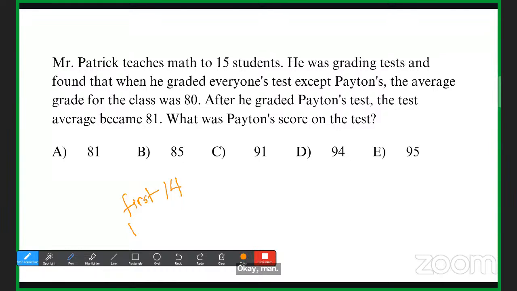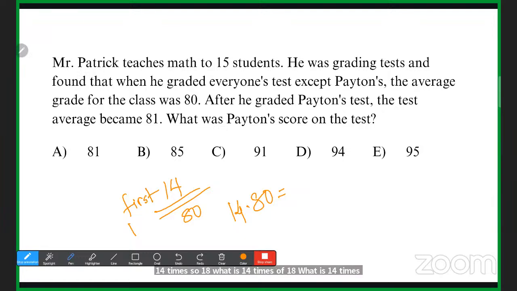Okay. So if the average of the first 14 people's scores was 80, the sum of all other tests was 14 times 80. What is 14 times 80? 1120. When Peyton's score is added, the sum of all scores became 15 times 81. What is 15 times 81? 1215.